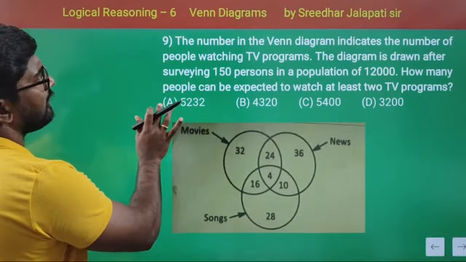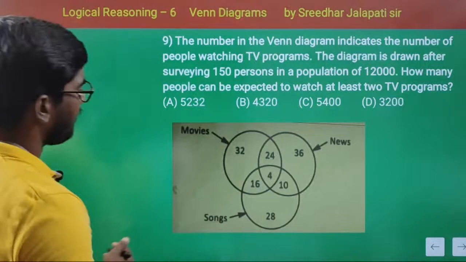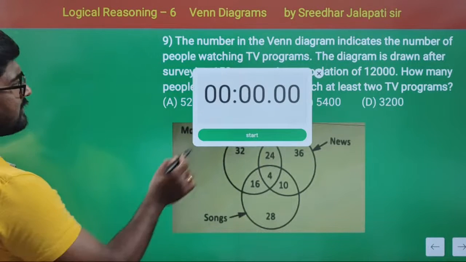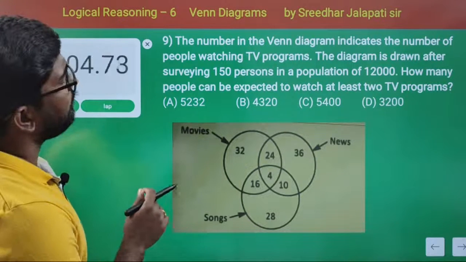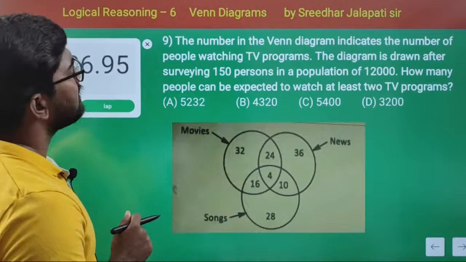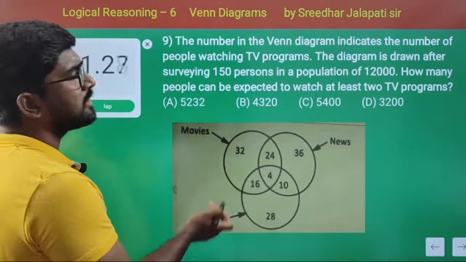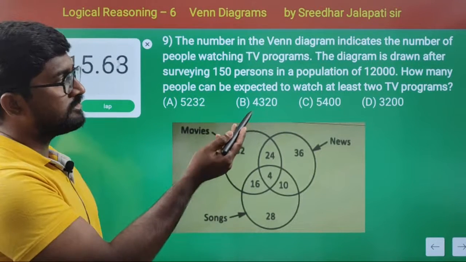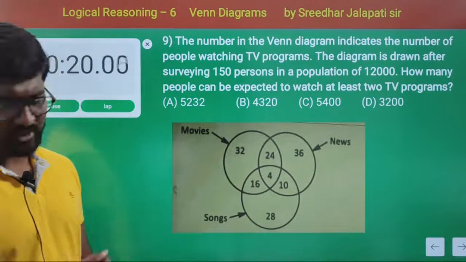Next one from diagram based Venn diagram question. This is a previous TCS question recently asked, and let's see how many of you can get the answer for this question. The question is, the number in the Venn diagram indicates the number of people watching TV programs. It's given movies, news, songs. The diagram is drawn after surveying 150 persons in a population of 12,000. How many people can be expected to watch at least 2 TV programs?